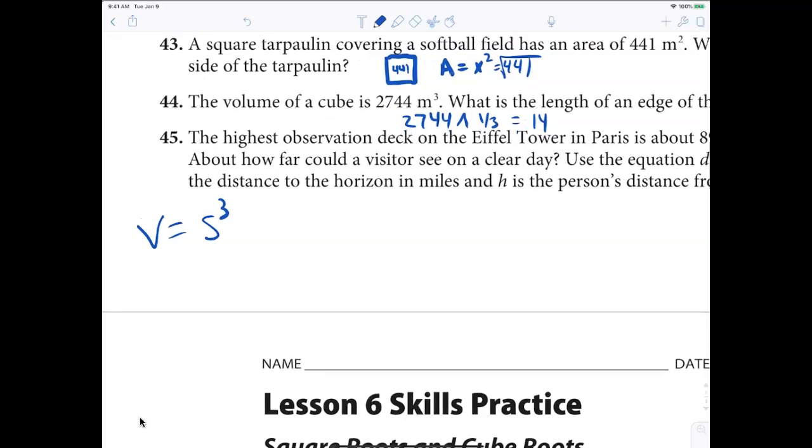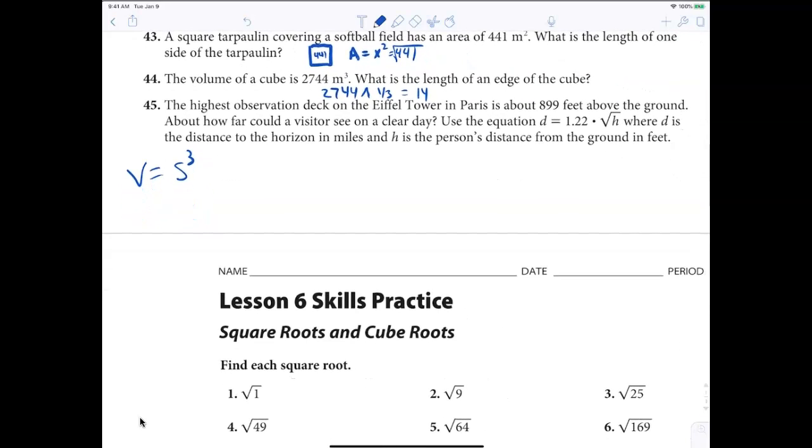All right, let's see what the Eiffel Tower is telling me. The highest observation deck on the Eiffel Tower of Paris is about 899 feet above the ground. About how far could a visitor see on a clear day? All right, use the equation: distance equals 1.22 times the square root of h, where d is the distance to the horizon in miles, and h is the person's distance off the ground. So obviously the higher you go, the further you can see.